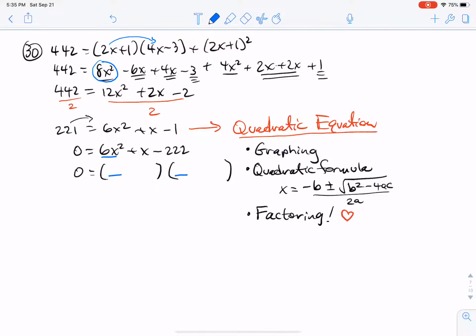And you've got a couple of options. You've got 6x and x, or you've got 3x and 2x. So we've got a couple of things that we could possibly choose for that spot.